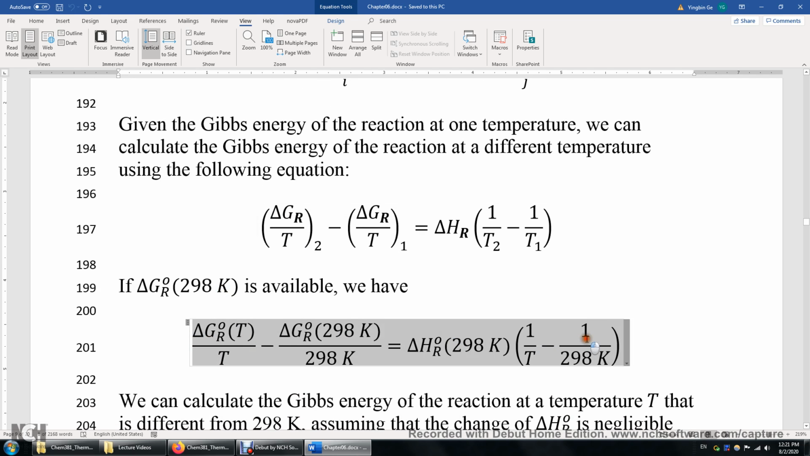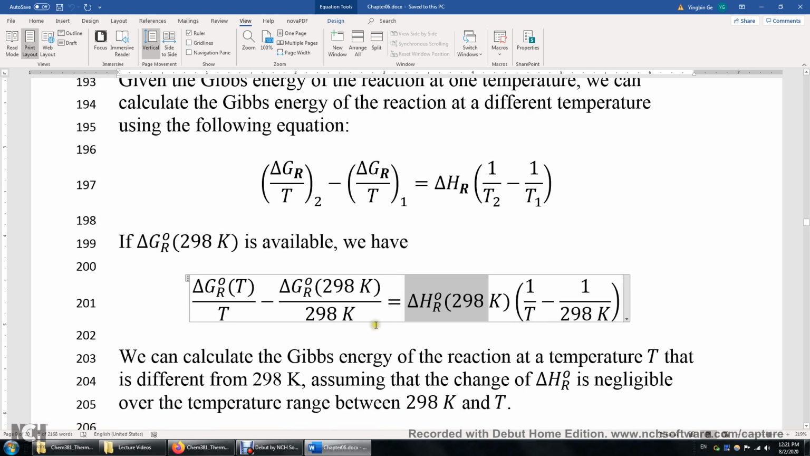So this equation tells you how to determine the standard Gibbs energy of a reaction at an arbitrary temperature, given the Gibbs energy of reaction at 298 K and also given the enthalpy of reaction at 298 K. This equation assumes that this enthalpy of reaction remains constant between the room temperature and the target temperature T. When can we make such assumption?